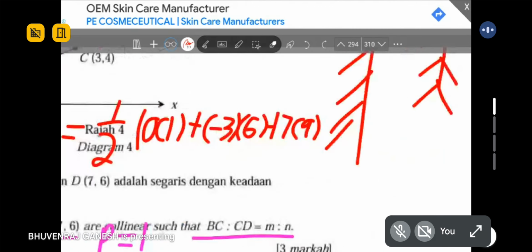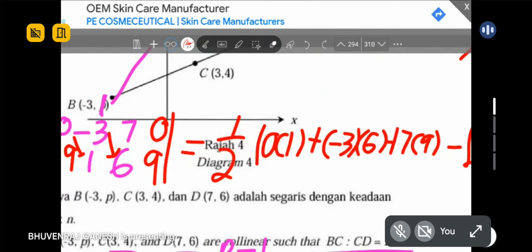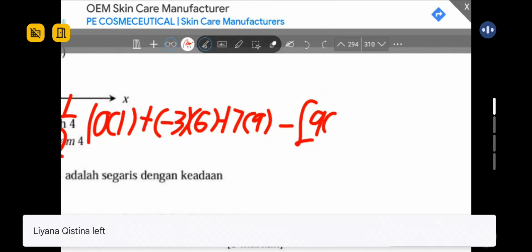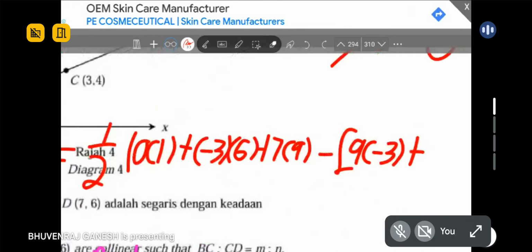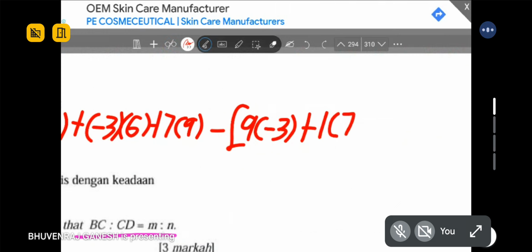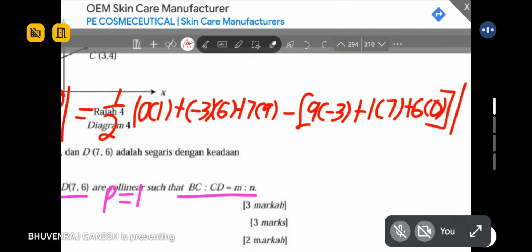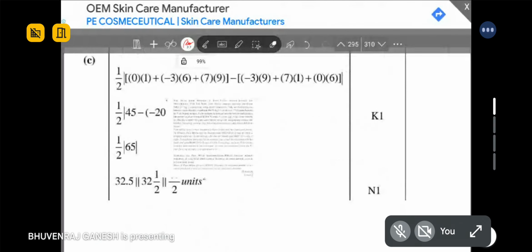When you go opposite, always must put minus sign. Bila kamu pergi arah bertentangan, selalunya tolak. So minus 9 times negative 3, something like that. Plus 1 times 7, 6 times 0. Dapat tak, guys? Do you understand? So then just press calculator, guys. Tekan saja yang ni. Then you will get the answer. So this is the answer for question C. Okay, wait.